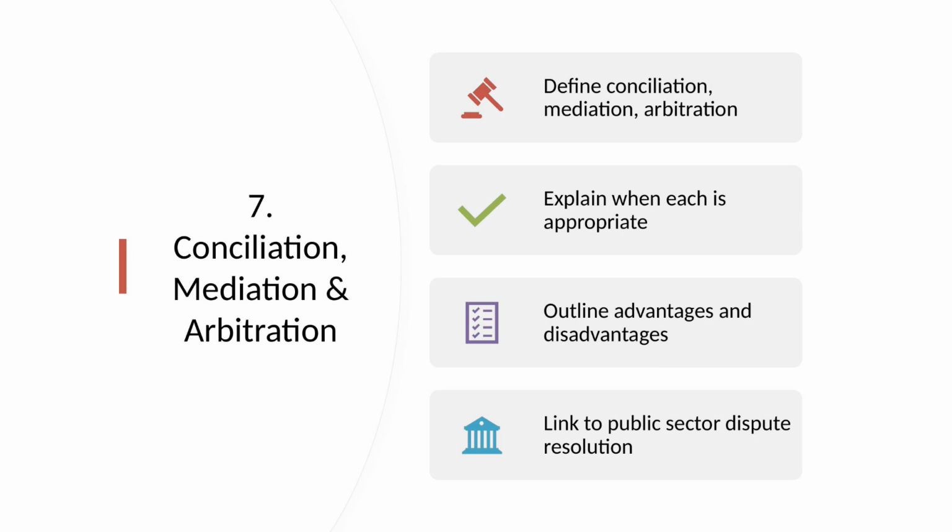Each method has pros and cons. Mediation is quicker. Arbitration is final but rigid. In the public sector, ACAS guidance and union involvement are crucial. Use examples from local councils and health services. This knowledge equips private sector hires with tools to manage disputes lawfully and effectively.